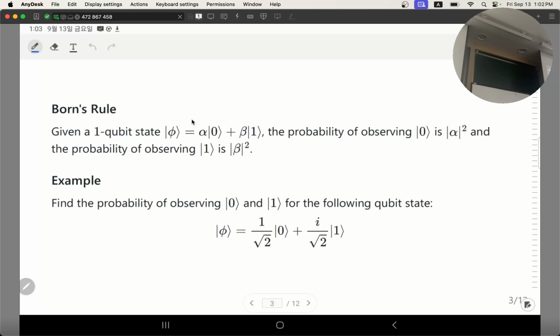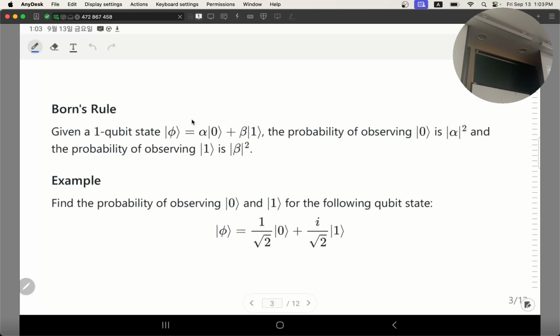So Born's rule is simple. If you have a quantum state as a superposed state of ket 0 and ket 1, and the coefficient, or the strength, of each state is alpha and beta, then the probability of observing 0 is the absolute value of alpha squared, and the probability of observing 1 is the absolute value of beta squared.